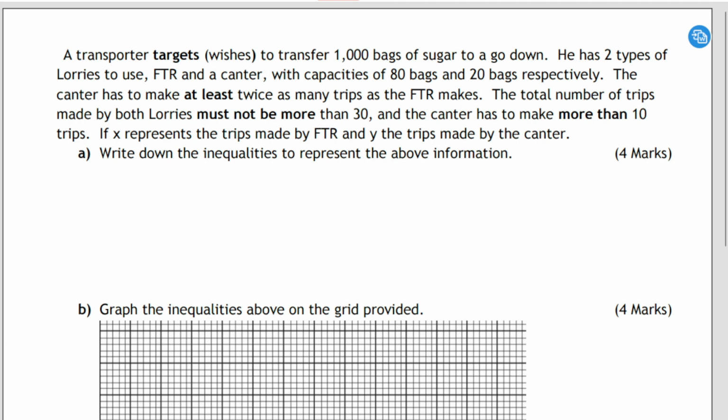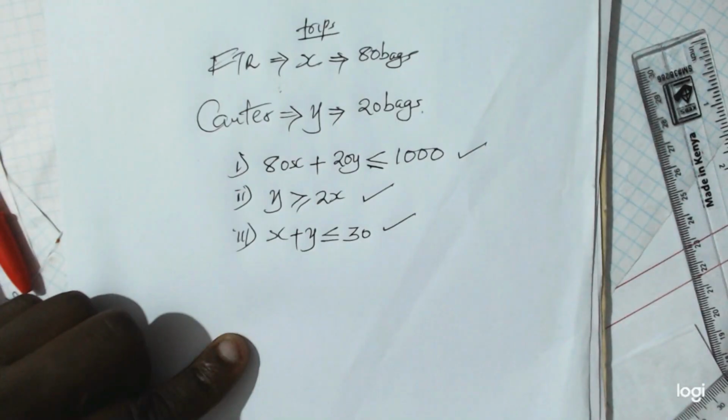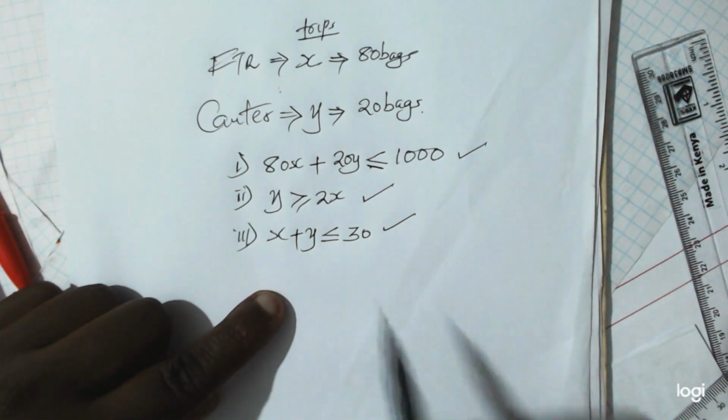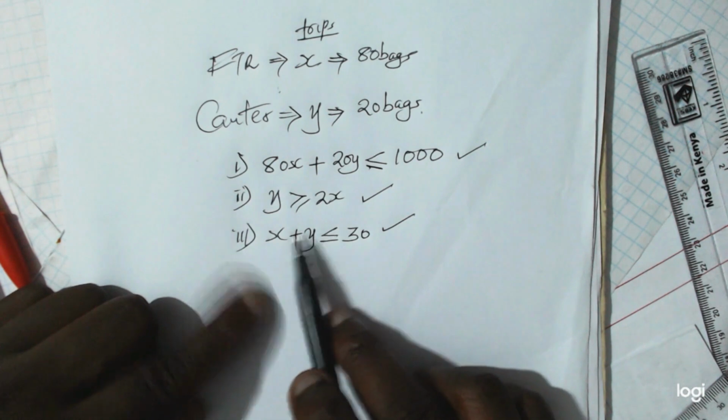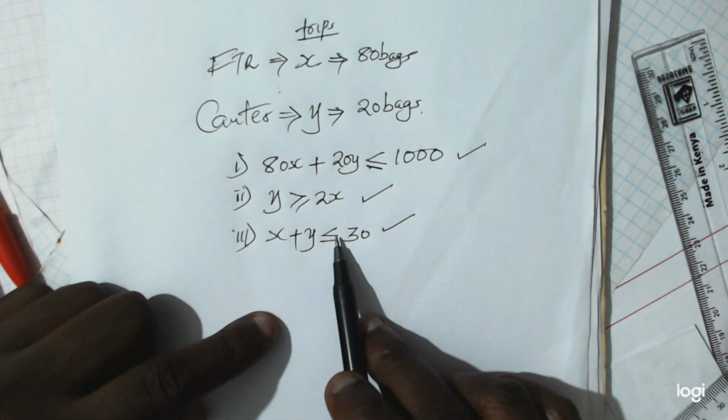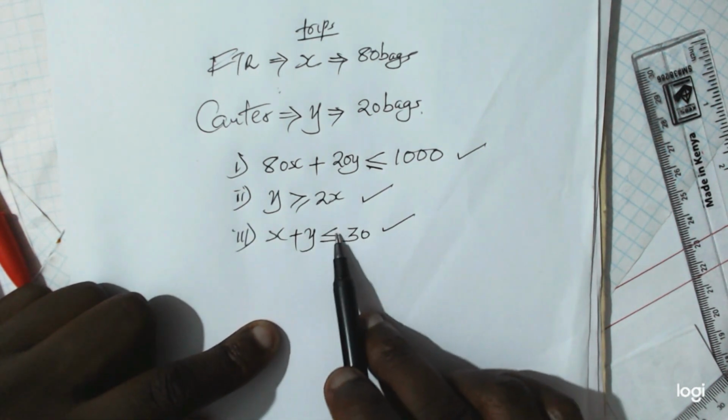So that means it should be less than or equal to 30. The next one, that is the inequality symbol you're supposed to write there. So x plus y, that is the sum of the total number of trips made by the FTR and the counter, should not be more than 30. That is, less than or equal to 30.